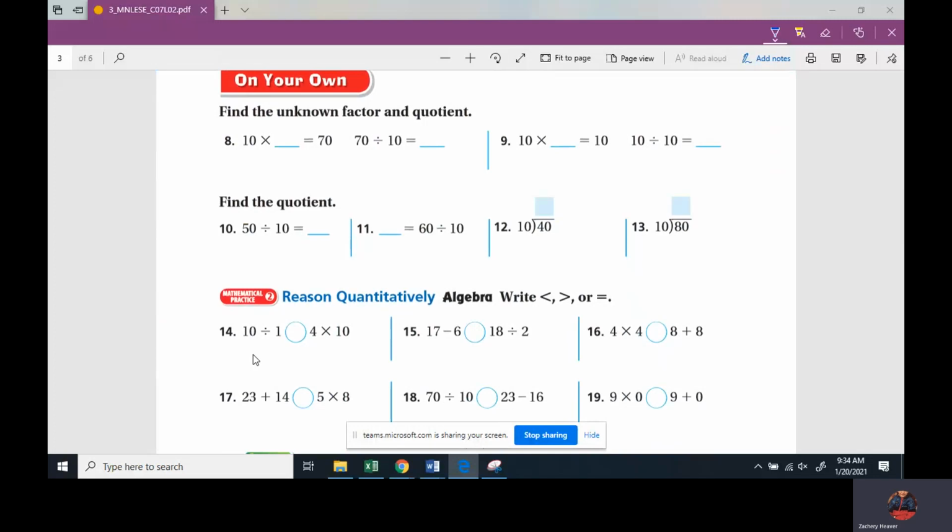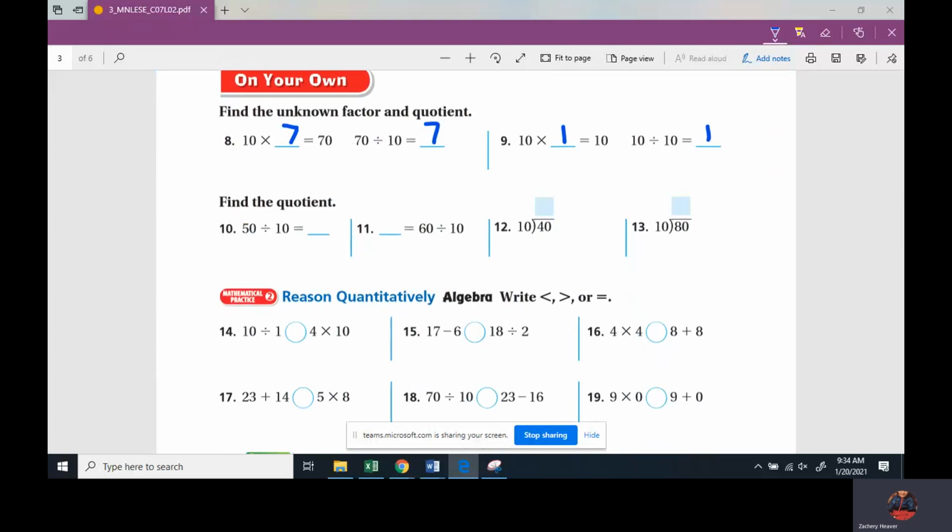Willow, 10 times what equals 70? 7. So 70 divided by 10, Troy, pay attention. 70 divided by 10 is 7. Troy, 10 times what equals 10? 1. So 10 divided by 10 equals 1.